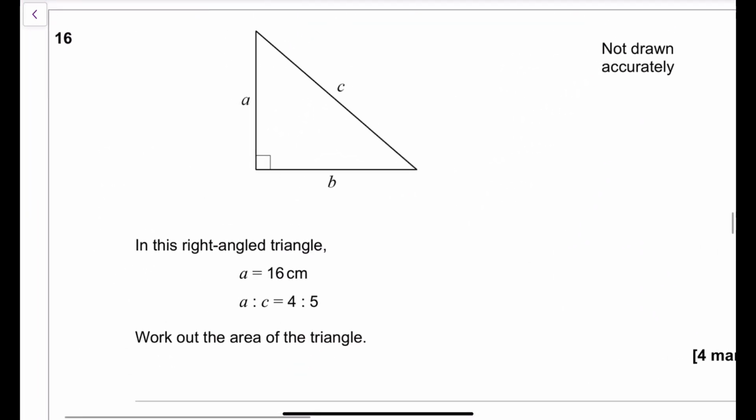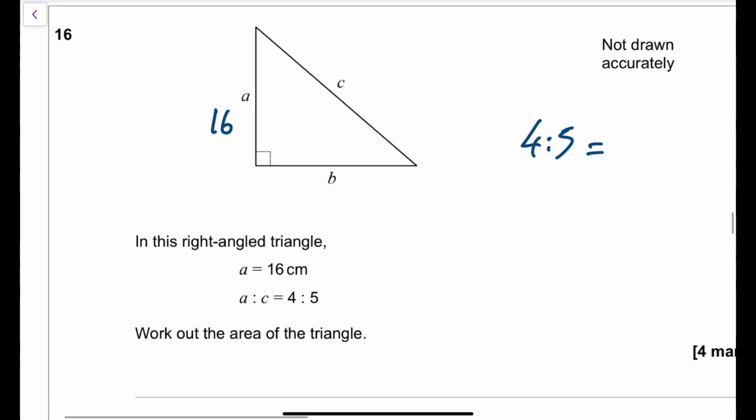Right. We've got a right angle triangle. Work out the area of the triangle. So you've got this right angle triangle. A is equal to 16. Let's just label that as 16. And A to C is 4 to 5. Lovely. I haven't seen a question done this way in a while. Right, A to C is in a ratio 4 to 5. So we'll just say 4 to 5 is equal to my A, which is 16, to my side C.